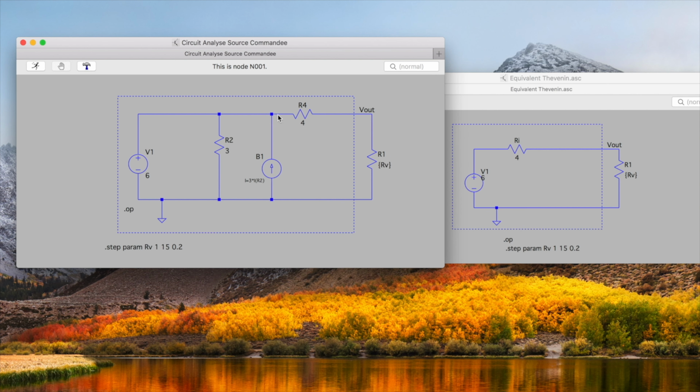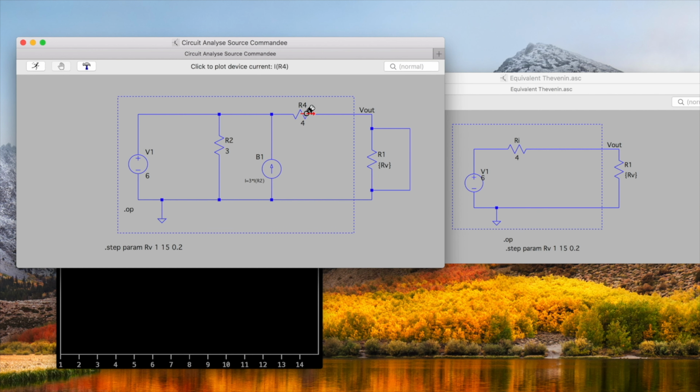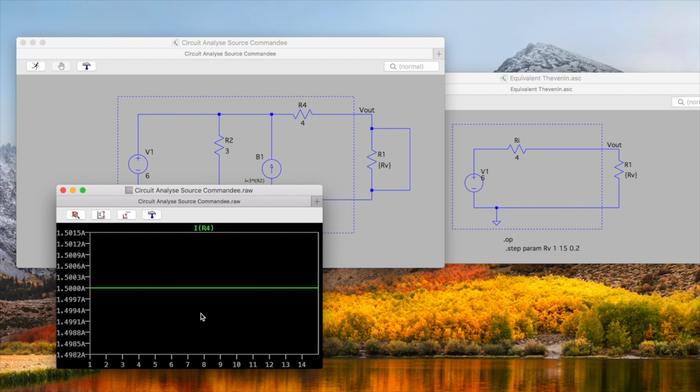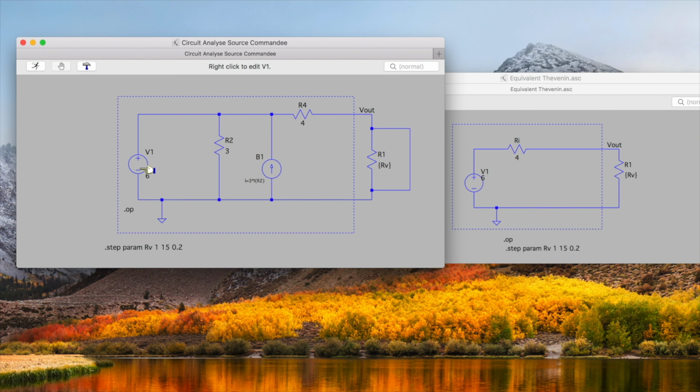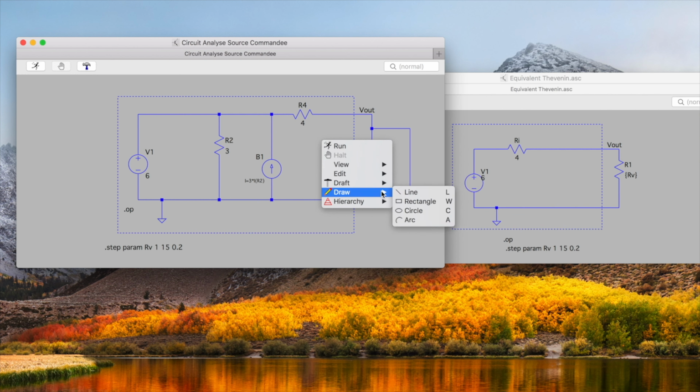On the other hand, we will simulate the short circuit current. So I replace the external load by a short circuit. I launch the simulation and I look at the value of the current. It is 1.5 amperes. If I divide 6 by 1.5, I get an equivalent internal resistance of 4 ohms again. I remove the short circuit.